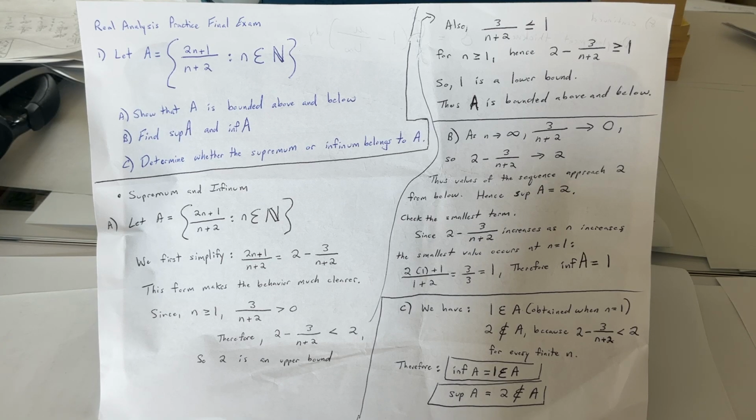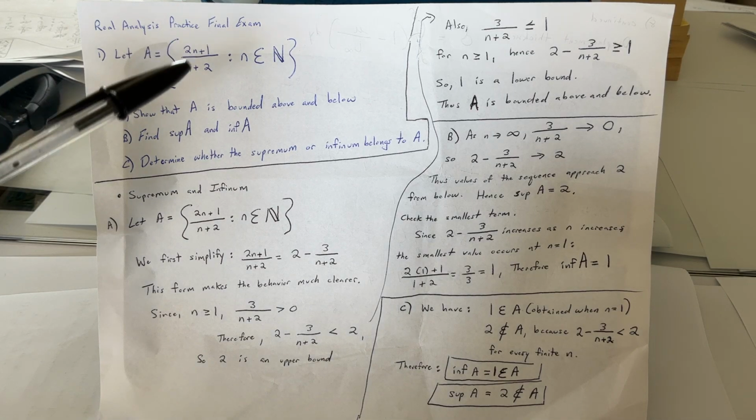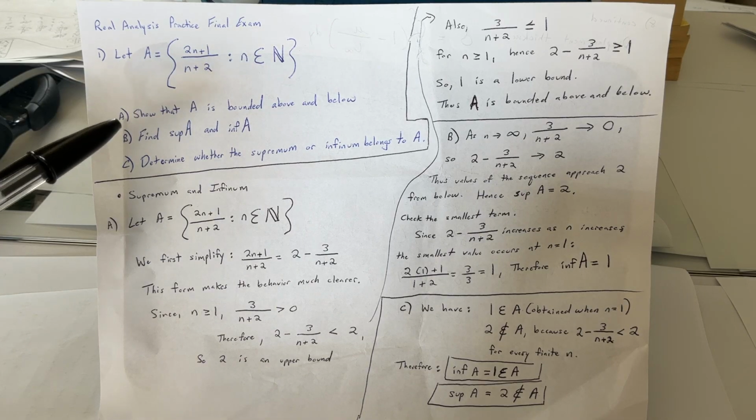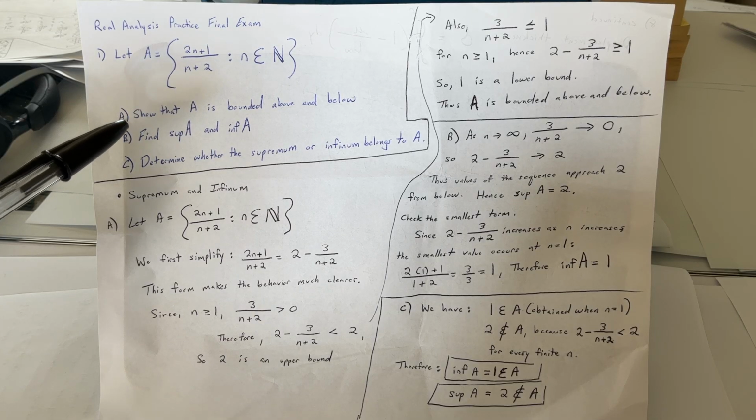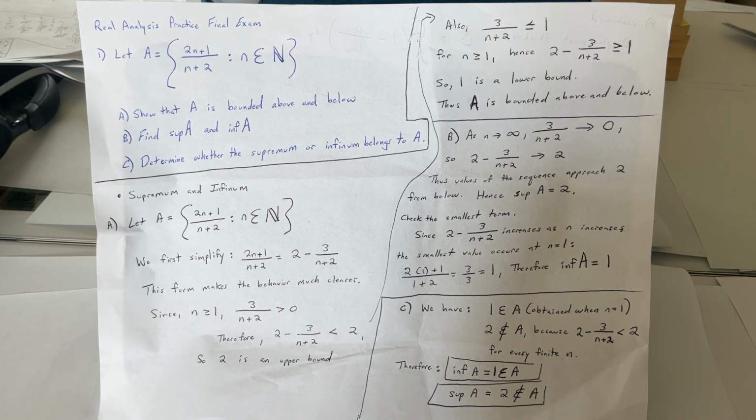Okay, so we have a real analysis practice final exam. Let's start with number 1 here. So we have: let A equal the set of 2n plus 1 over n plus 2, with n a natural number. And for part A, show that A is bounded above and below.